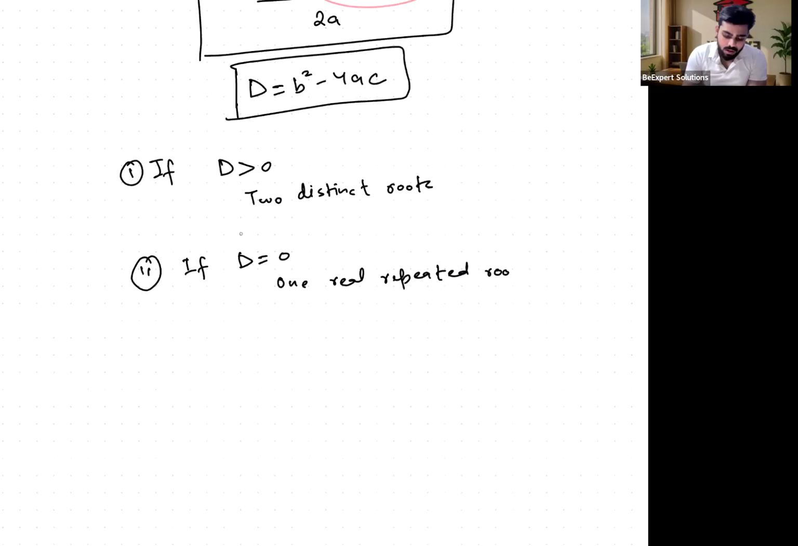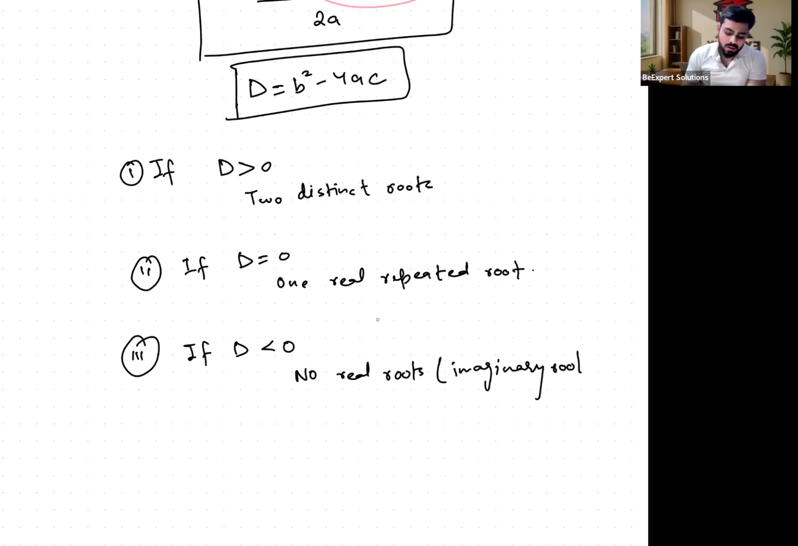The third case: if your D is less than zero, then no real roots. It is basically imaginary roots. That's one thing you guys have to remember.